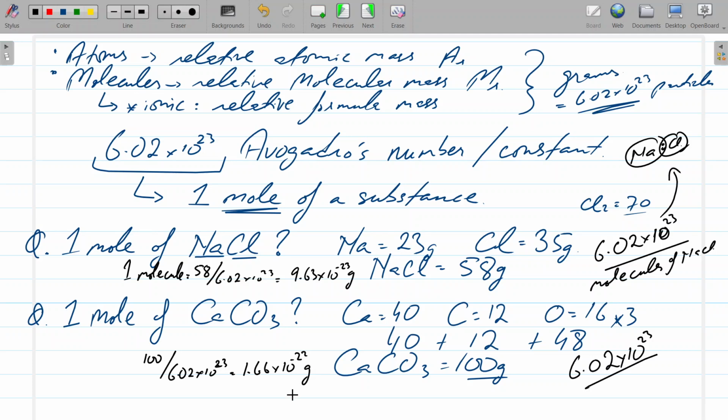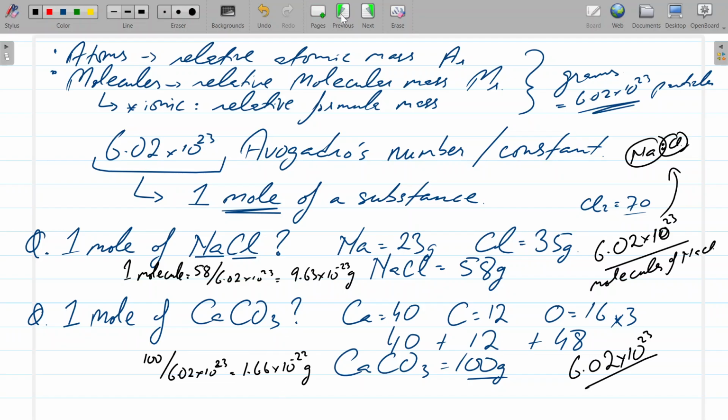Wouldn't it be 166.112? Why? You multiply by 10? Why multiply by 10? I'm dividing 100 by this value. So this is what I'm getting. Oh, okay. I mean, you've got the numbers right, but I think you're placing the decimal wrong. Right, so that is the mass of one molecule of calcium carbonate.